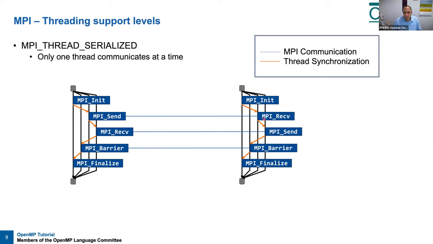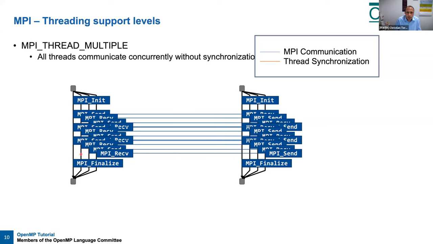I think this is clearer here. Let's make it an I receive. So we have to ensure that this is completed before another thread calls MPI send. And then another thread may call the barrier, and finally MPI finalize. So here we are guaranteeing that only one thread at a time will be interacting with the MPI library. So it has to prepare itself that there are multiple threads with different IDs, but it doesn't have to lock or ensure correctness of its internal data structures with other mechanisms, because there will not be two MPI calls happening at the same point in time. This is not possible if we have thread synchronization in between.